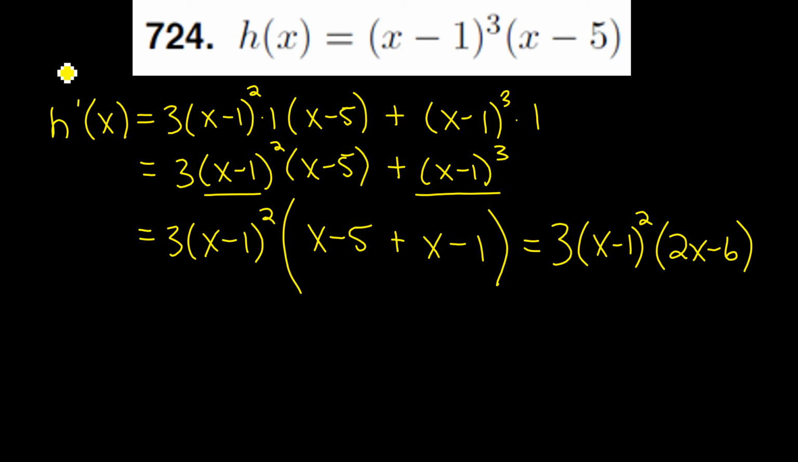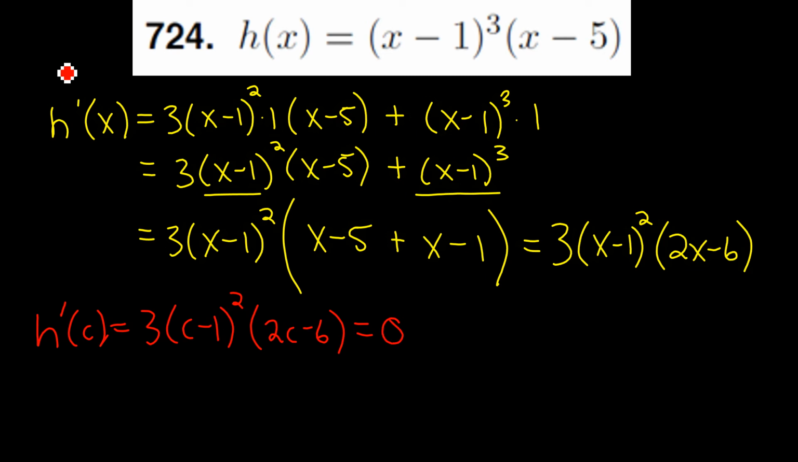We can figure out a couple of things real quick, like what are our critical numbers? Well, for our critical numbers, we do h prime of c, and that's going to be 3 times c minus 1 squared times 2c minus 6. So when is this equal to 0 or undefined? It's not going to be undefined because this is still a polynomial. So it's only going to be where h prime equals 0. So it's either going to be when c minus 1 equals 0, or when 2c minus 6 equals 0. And we should find that c is 1 and 3.